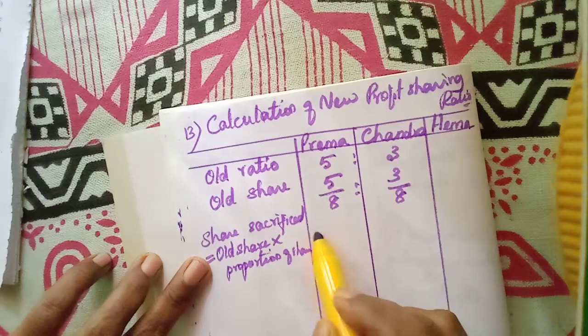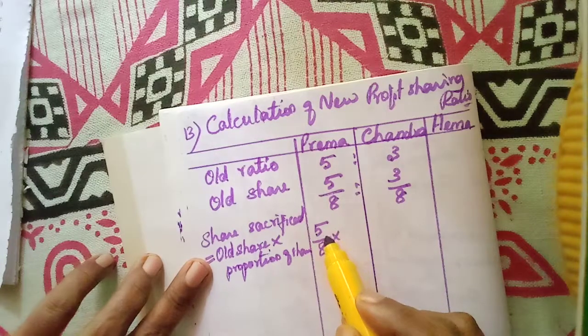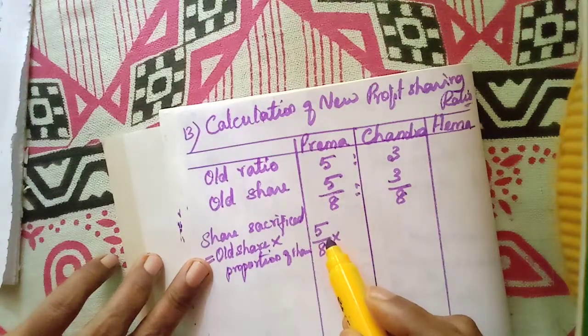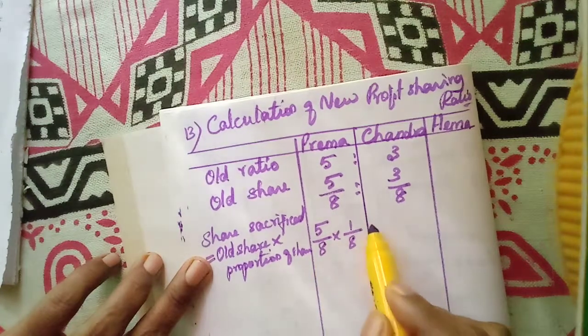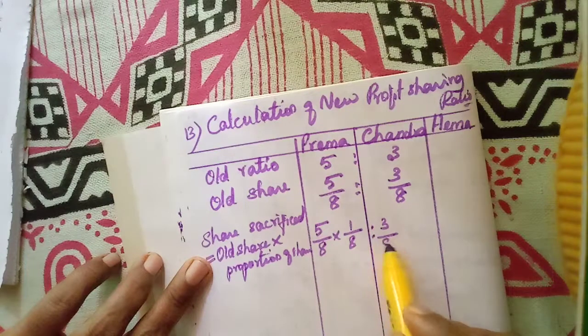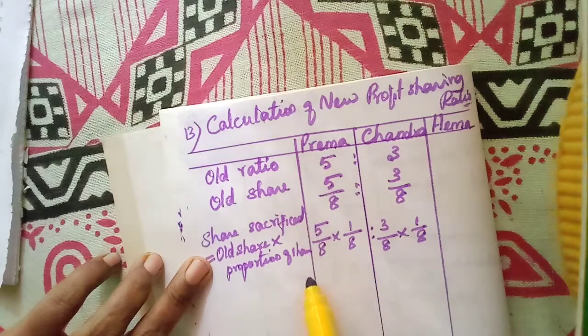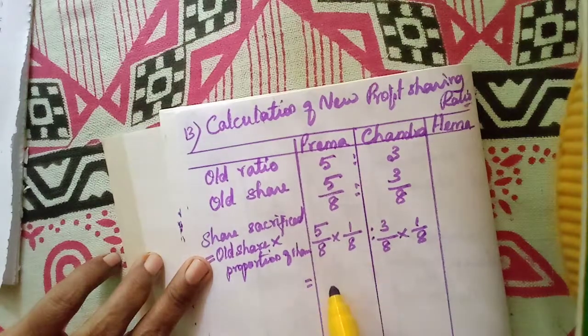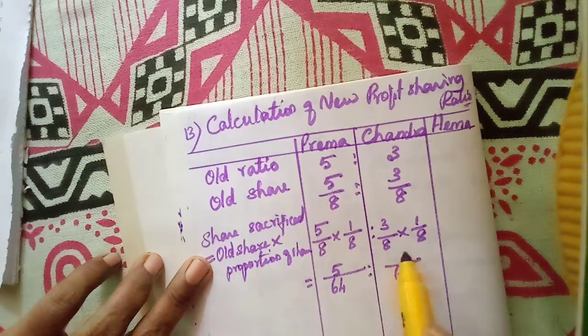What is the old share? 5/8 into how much he surrenders? 1/8 of her share. 1/8. 1/8 of 5/8 is 2. 3/8 into that also same 1/8. 8 8s are 64. Okay. 5 1 is 5. 8 8s are 64. 3 1s are 3.